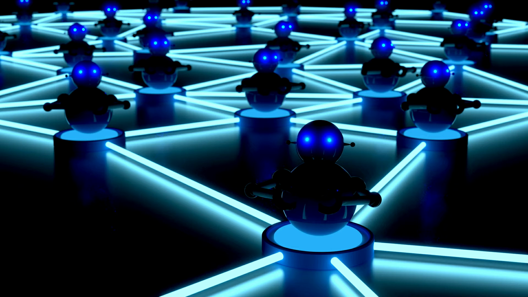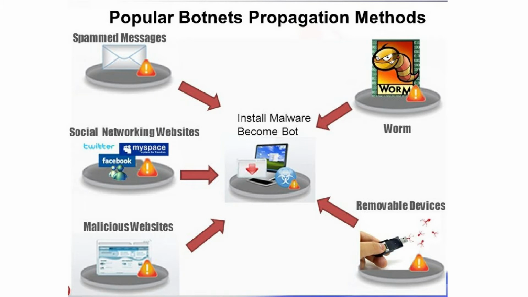What are the propagation methods that are used for distribution of these types of attacks? Well, there's five. One is through spam or email. Two is through worms. Three is through social networks. Four is through removable devices. And five is through malicious websites.